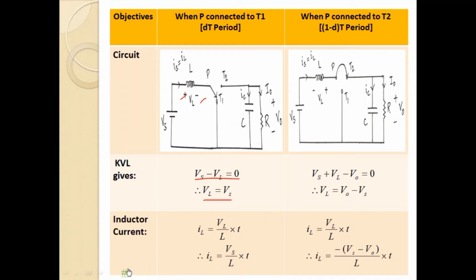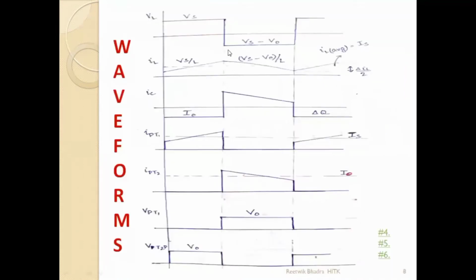Okay, so we'll go to the figure. During the DT period, VL is equal to Vs, and during the 1 minus DT period, it was V naught minus Vs, minus of that gives me Vs minus V naught. Again the same cycle repeats, so again it becomes Vs. So my VL completes over here. Understood everyone up to this VL, how we are drawing?